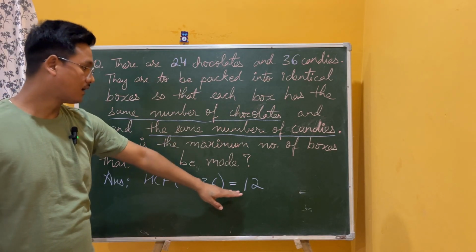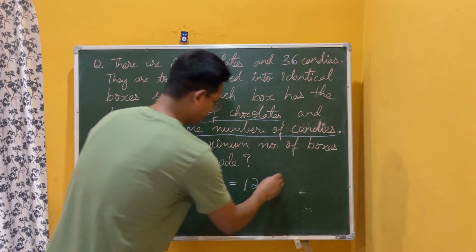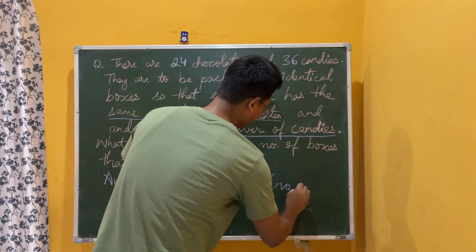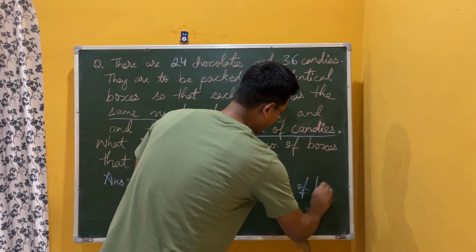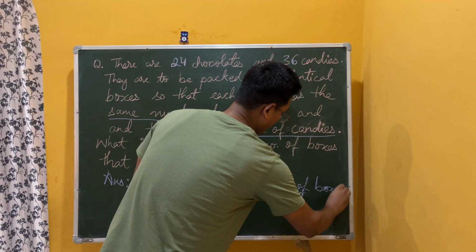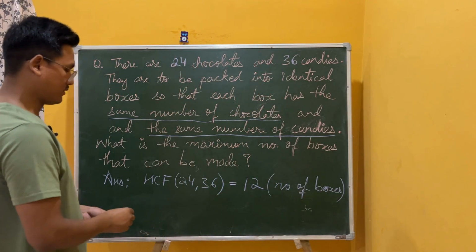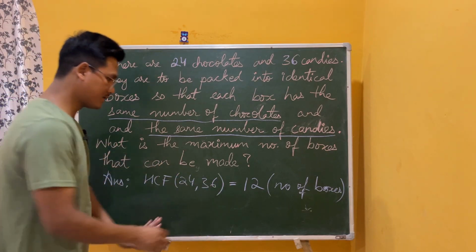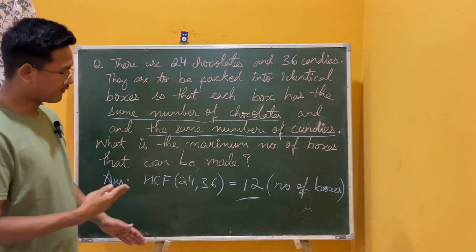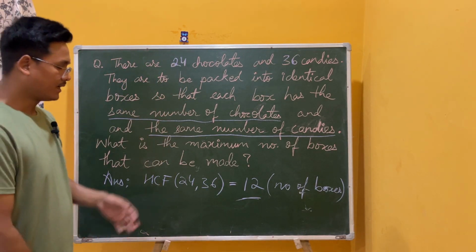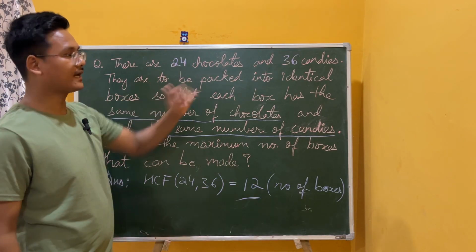So 12 means number of boxes. This is the maximum number of boxes. So that means, so this is your answer. It's done here. But further, what we can understand is in each box how many chocolates and how many candies will be there.